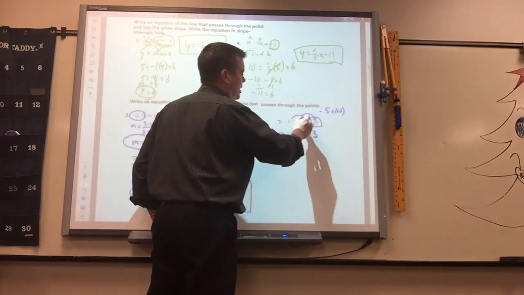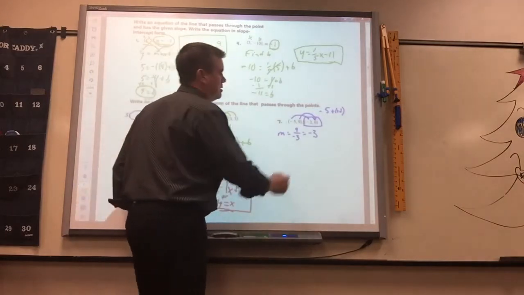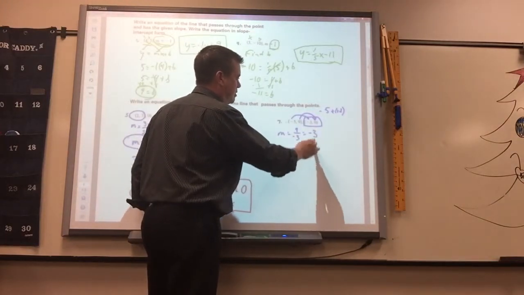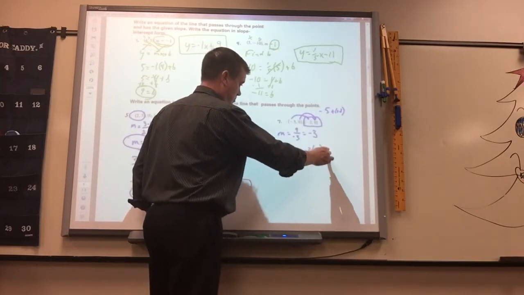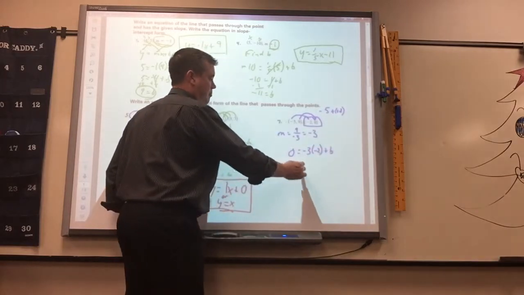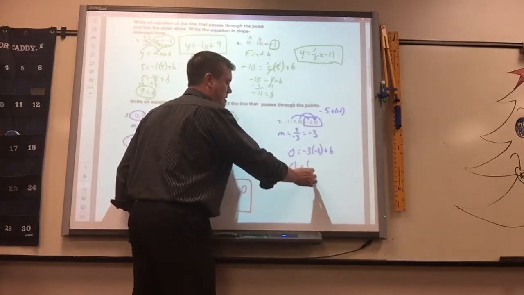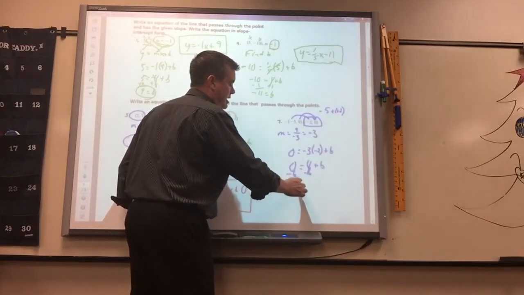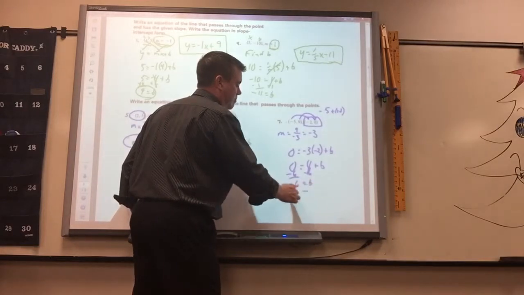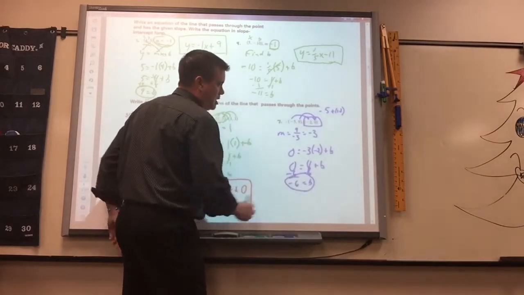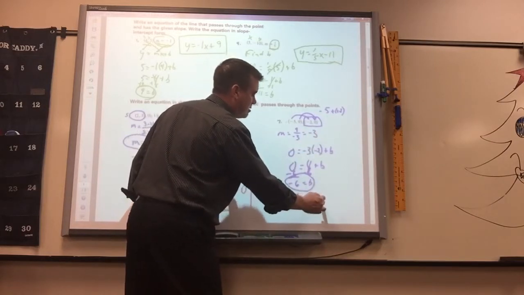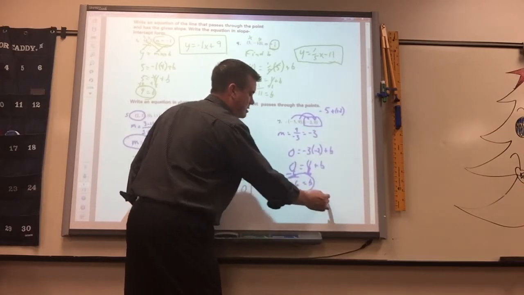So then pick one of the points. If I choose that one, put 0 in for y. m is negative 3, x is negative 2, plus b. Negative times negative is positive 6. So subtract 6 and you get negative 6 equals b. So the equation is y equals negative 3x minus 6.